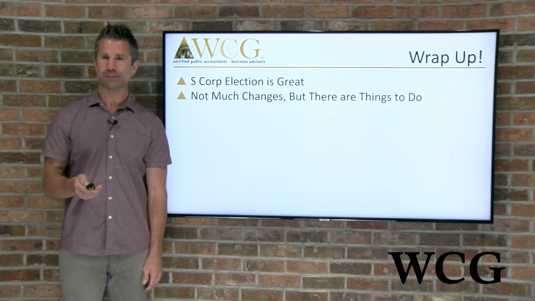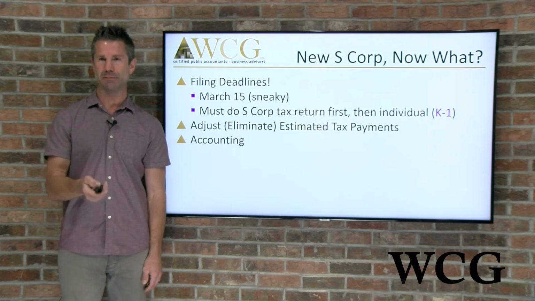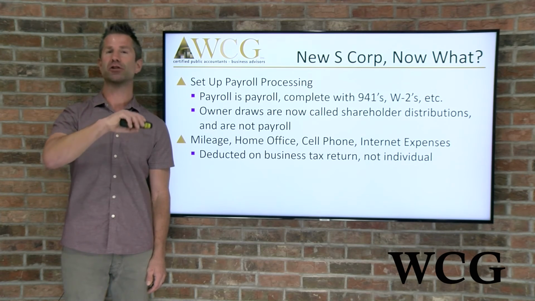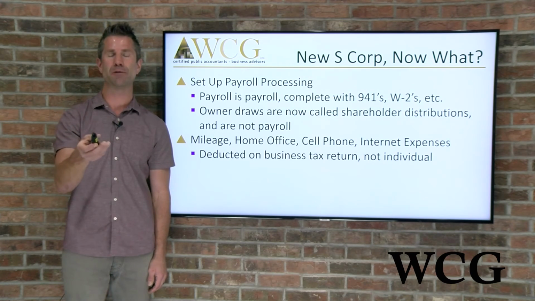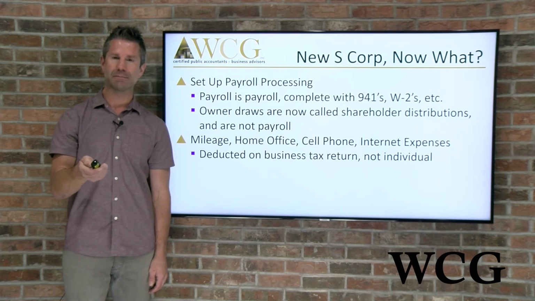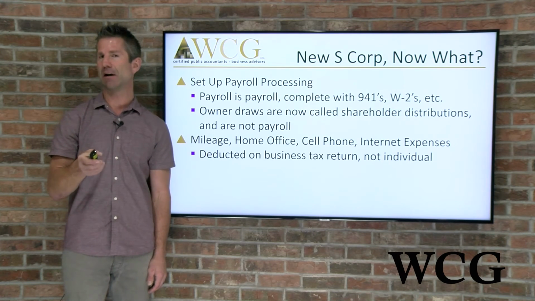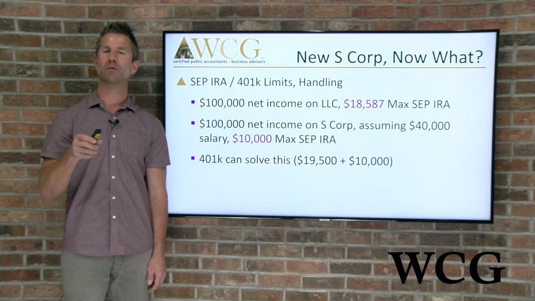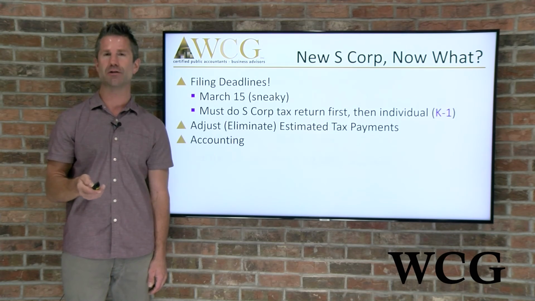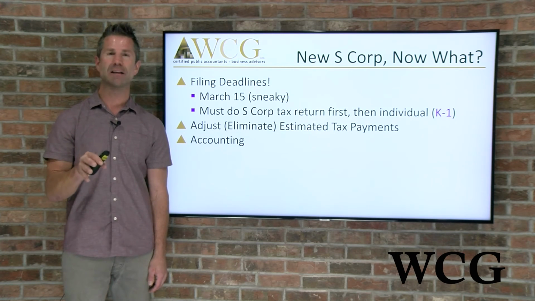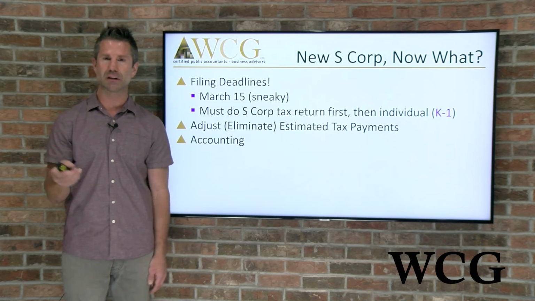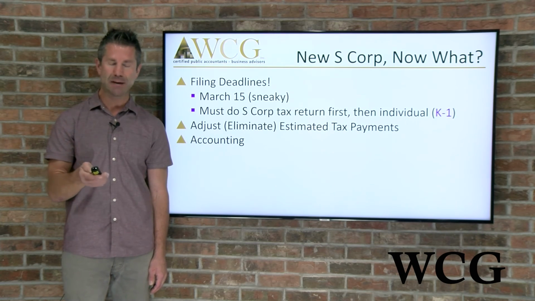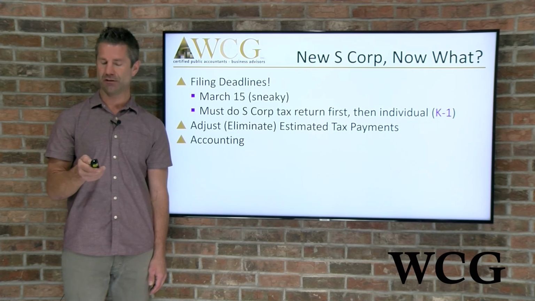So just to wrap this up, I'm actually going to back up a little bit and blow through these really quick. Shiny new S Corp, what's next? Set up your payroll. Understand that mileage, home office, cell phone, and internet are now going to be deducted on the business entity return, not your individual. We do have some SEP IRA and 401k issues we might have to attend to. Filing deadlines are accelerated or compressed, however you want to look at it. We might need to adjust your estimated tax payments, and accounting is not going to change at all.